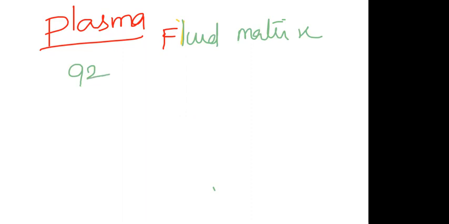Okay, so let's start with the blood. We say it includes plasma and formed elements. So now let us start with plasma. Plasma is a fluid matrix of the blood. As we have seen in connective tissues, matrix, intercellular matrix. Here it is very much fluid because 92% is water and 8% is the solutes in them.